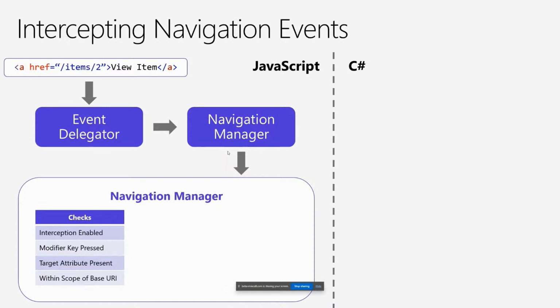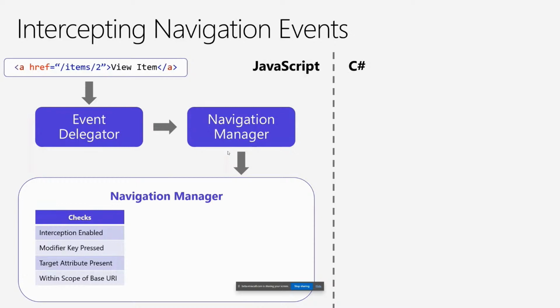The next check is in a similar vein. It checks for a target attribute. Target attributes can be put on links, and they're a programmatic way of saying that this should open in a new window or some new target. So that's checked as well. Basically, if there's a target attribute present, as long as it doesn't have a value of _self, because _self essentially means open where you are, then that will get left alone.